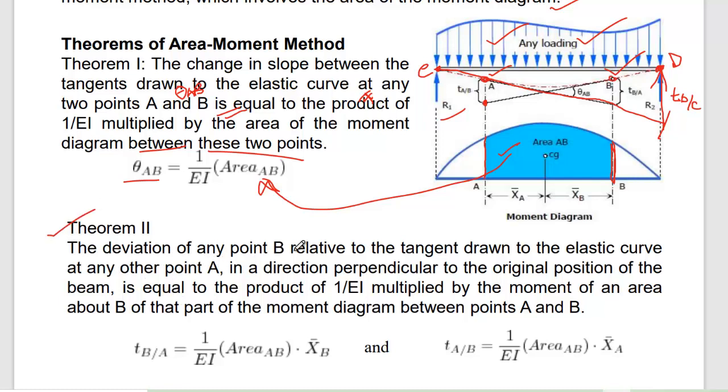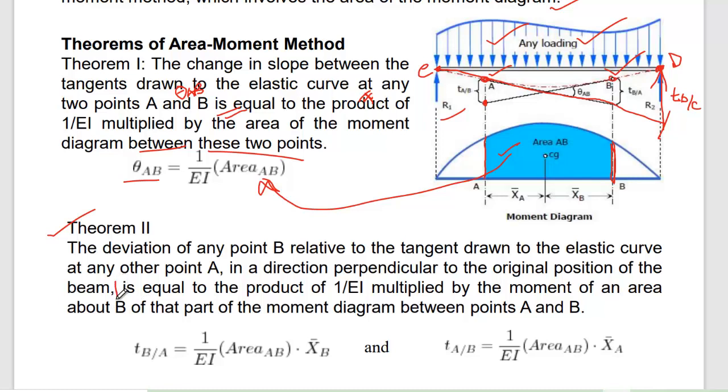So the deviation of any point B relative to the tangent drawn to the elastic curve. Suppose they are considering point B to any tangent drawn to the elastic curve at any other point A. So they are indirectly saying that if you want to measure the distance from B to the tangent, it is the perpendicular distance in a direction perpendicular to the original position of the beam. So this is the beam, so this is in a perpendicular direction to the beam. Am I right? Yes, sir. So what does it mean?